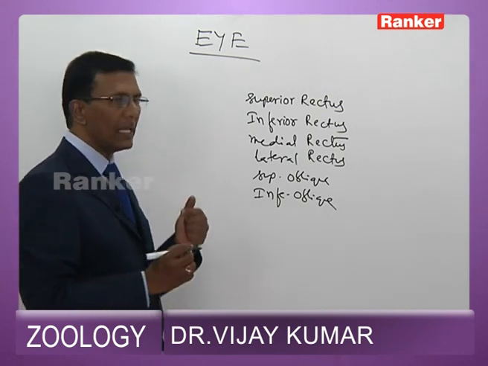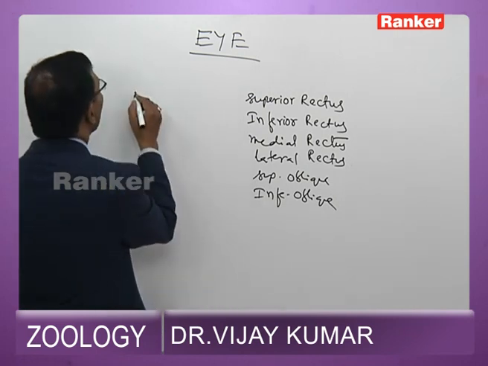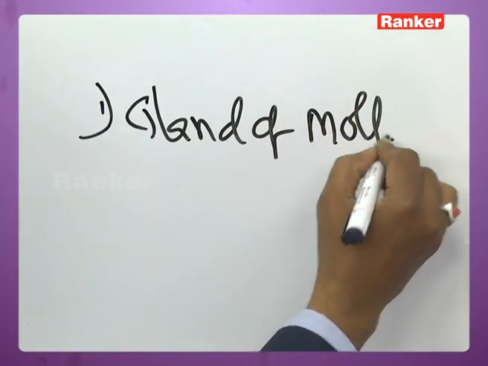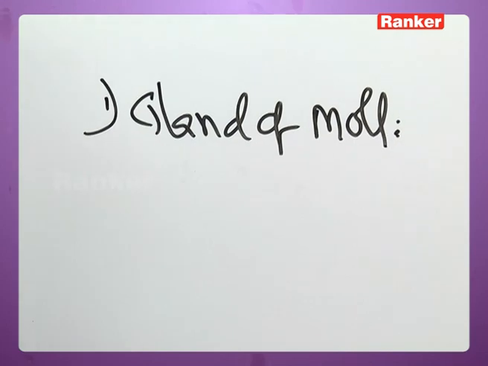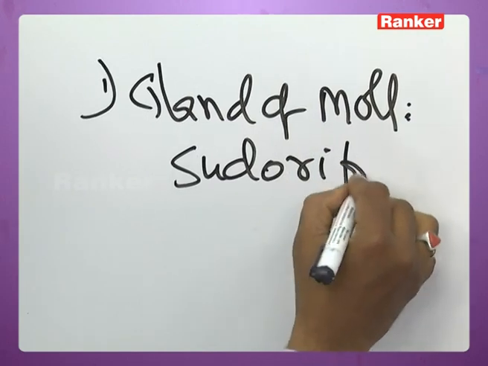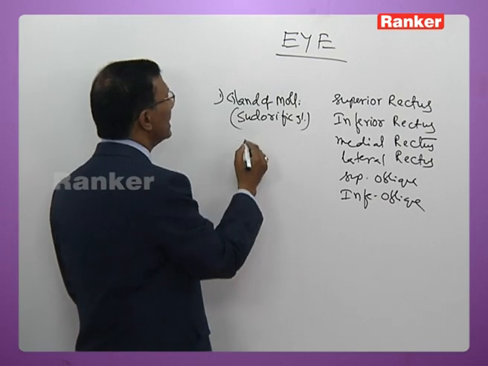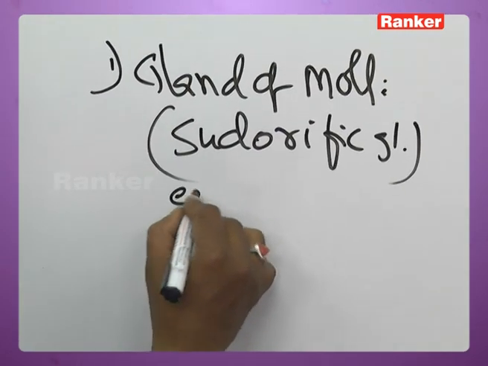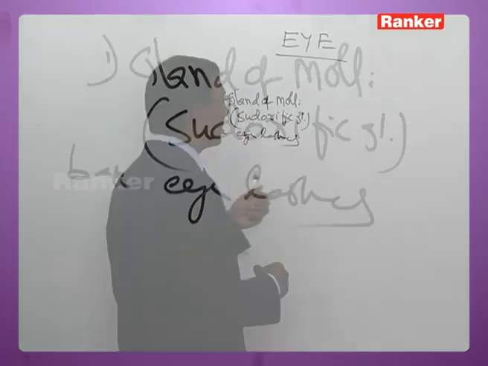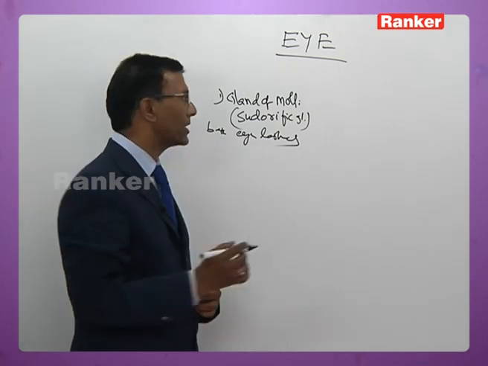Then apart from this, the eyeball is associated with certain eye glands. Number 1, gland of Moll. Gland of Moll is a modified sudoriferous or sweat gland. They are present at the base of the eyelashes, and are meant for lubrication of the eyelashes.